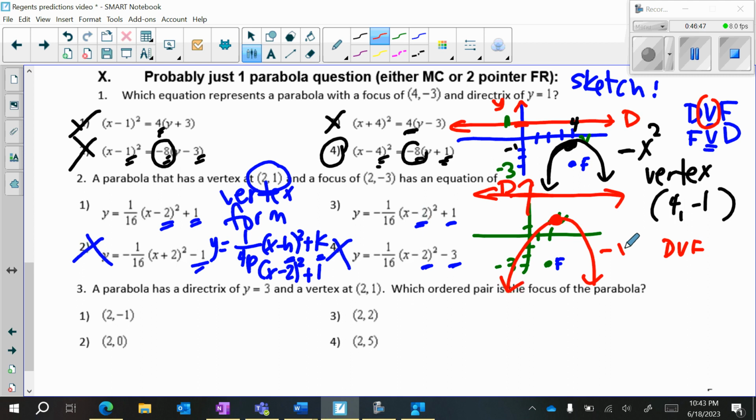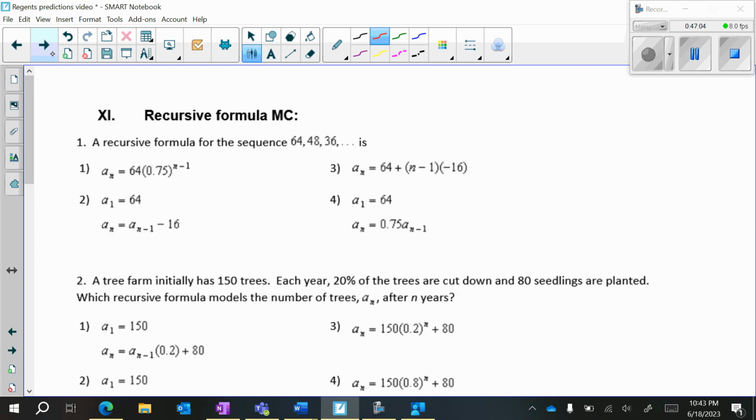So if you know it's going to go down, it's going to be a negative, and negative is going to be choice 3. So again, x minus 2 plus 1. Okay. So same thing here. You're just going to sketch it and you'll get your answer. Just sketch it. Make sure you sketch it. If it's free response, you really have to sketch it to show a little work.